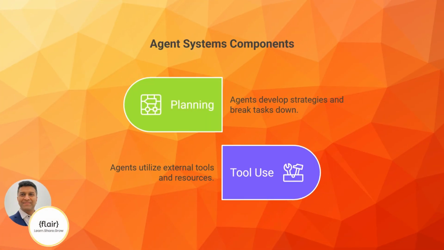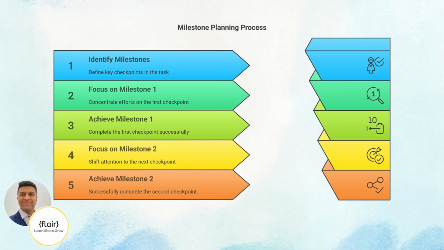Planning is a big one. Unlike simpler AI systems that just react to input, agents create strategies, break tasks into steps, and figure out the best way to achieve their goal. It's not just about having information, it's about knowing how to use it intelligently. But that sounds incredibly complex. How do you even begin to teach an AI to plan? This is where techniques like milestone planning come in, breaking a big task into smaller manageable steps like checkpoints on a roadmap. The agent focuses on each milestone, knowing that achieving them will lead to the overall goal.